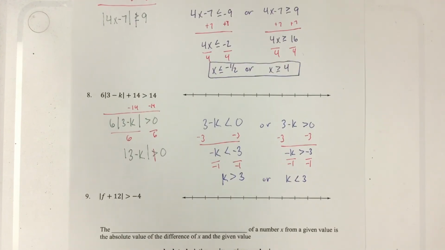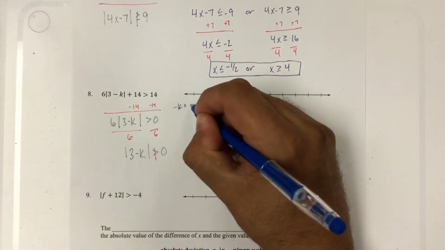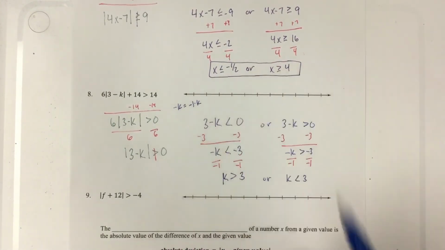Yes, I was going to ask, how come it isn't alone if it's negative? How come it's not alone? Because a negative is like negative 1 times k. Negative k is equivalent to negative 1 times k. So that's why you're dividing by negative 1.